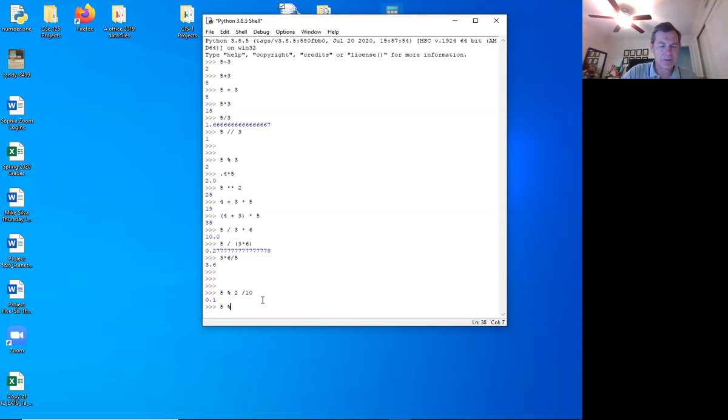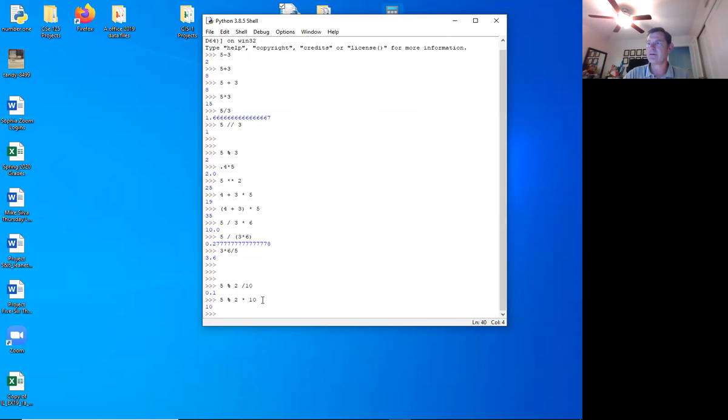So 5 mod 2 times 10 gives me 10, right? Because what's the leftover from the division 5 divided by 2? How many times does 2 go into 5? It goes in twice, and that's 4, right? That's a 4. So what's my leftover? What's the remainder? 1. So if you think back to third grade or second grade when we started doing division, you'd say 4R1, remainder 1. And here we would say 2 remainder 1, right? 2 goes into 5 2 times with a remainder of 1. And then I multiply that 1 by 10, gives me 10. So it's going to do the mod first and then multiply that. And that's because it's on the same level of precedence.